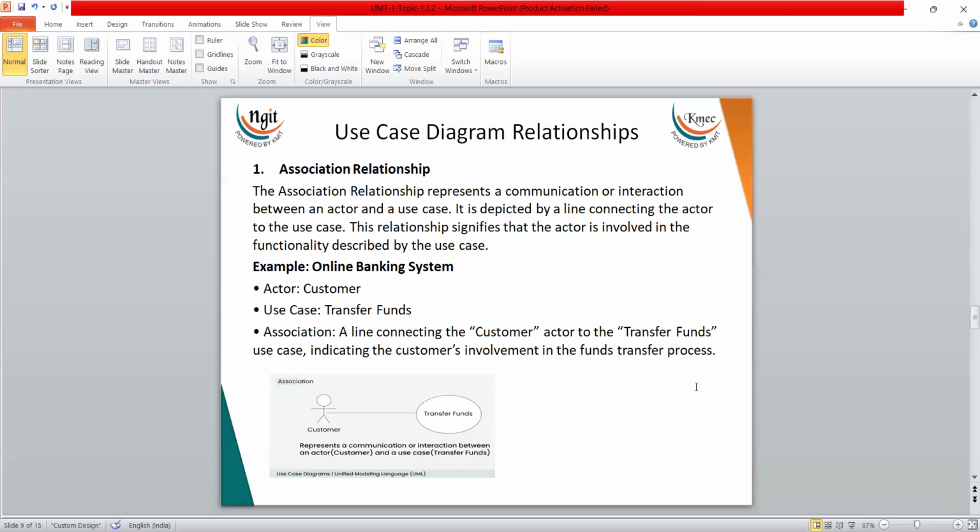This relationship signifies that the actor is involved in the functionality described by the use case. Take the example of an online banking system. The actor is a customer, and the use case is transferring funds. Association is nothing but a line connecting the customer actor to the transfer funds use case, indicating the customer's involvement in the fund transfer process.